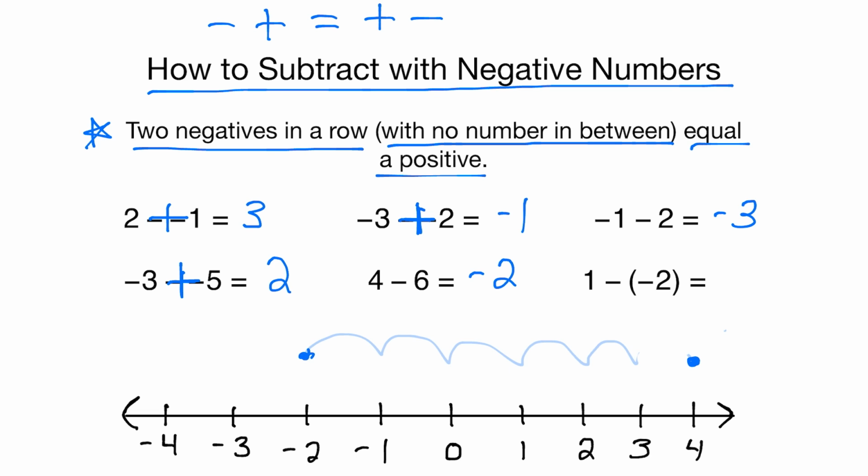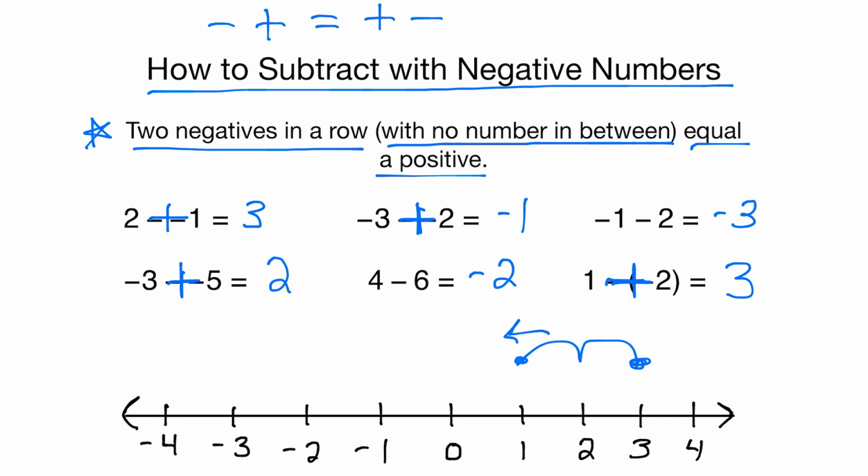Okay, our last example, 1 minus -2. Sometimes you will see the negative number in parentheses, and that's okay. No problem. We still have two negatives in a row without a number in between them, so we turn these into a plus sign. Two negatives in a row. 1 plus 2 is 3. Or you can think of it as this, 1 facing the negative direction, but going backwards 2 to 3. So 1 minus -2 is 3.